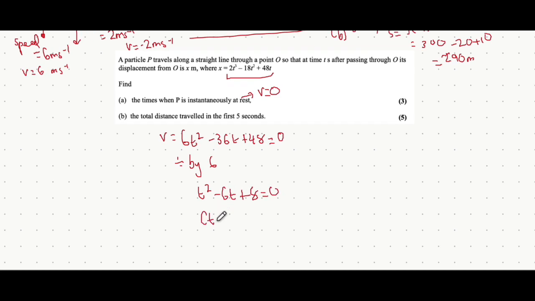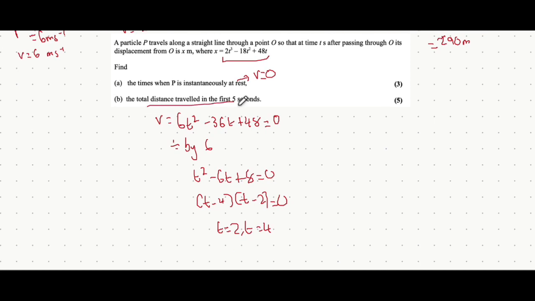From there, it's pretty simple factorizing, which I'm sure you guys know how to do. And you get 2 solutions of t, either t equals 2 or t equals 4. That tells you that the particle changes direction when t is equal to 2 and t is equal to 4. That's very important for the next part of the question, which we're now going to have a look at.